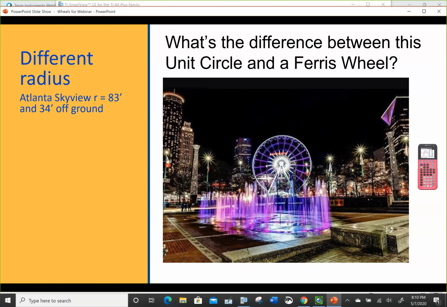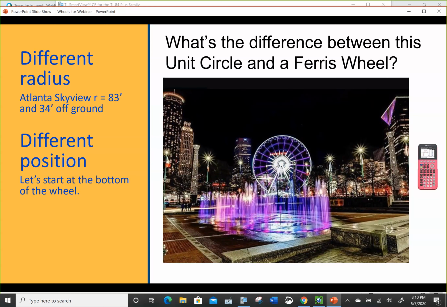That's one of the differences between the unit circle and the Ferris wheel. Another is there's a different position. Very few of us get on the Ferris wheel where the x-axis should be. Most of us load at the bottom. So we're going to start at the bottom of the wheel. Now, how do we fix that? Well, let's think about it for a second. I'm really going to let you think about it.